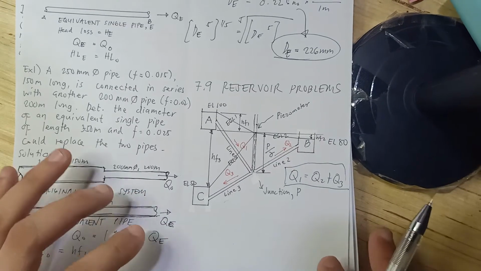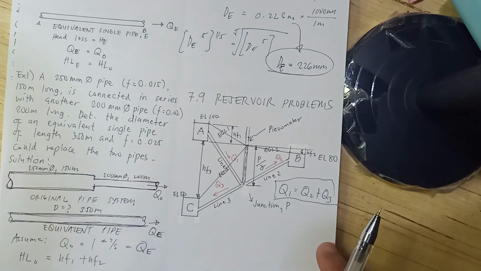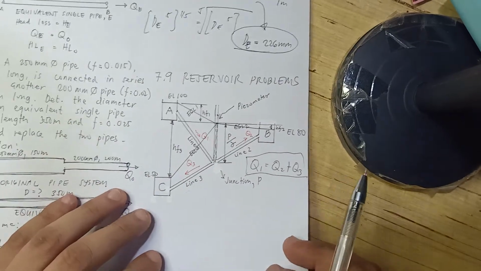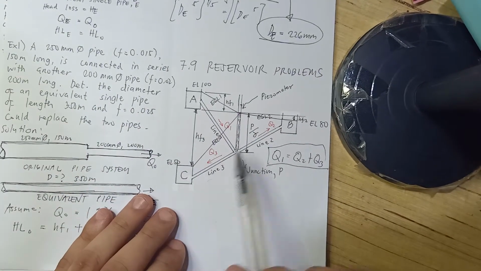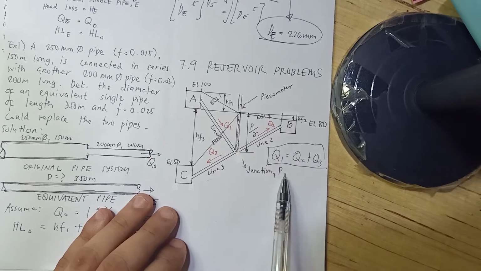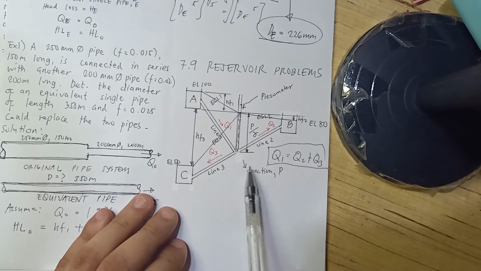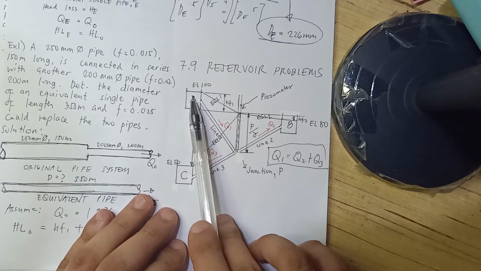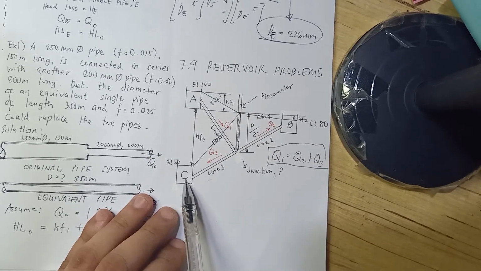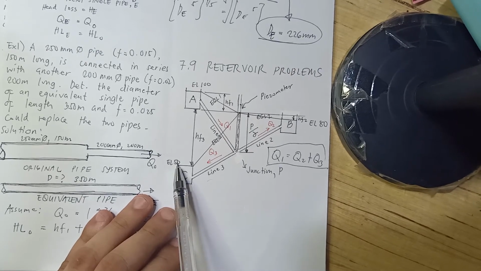And now let's proceed to the 9th topic, reservoir problems. As you can see, there are 3 reservoirs and siya piezometer sa junction P. And napod siya mga different elevation. Sa A, kay na ay elevation 100. Sa B, na elevation 80. Sa C, kay lower siya, elevation 50.